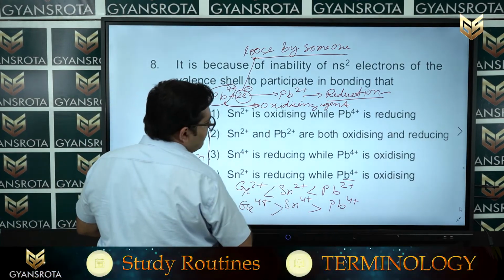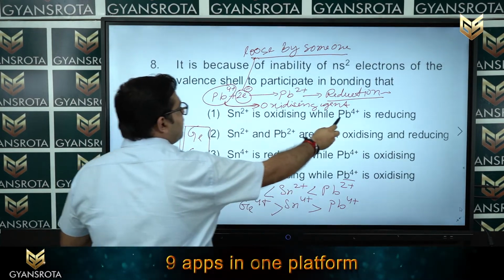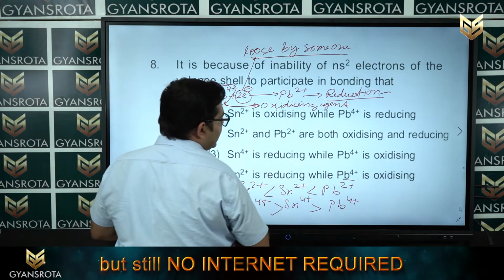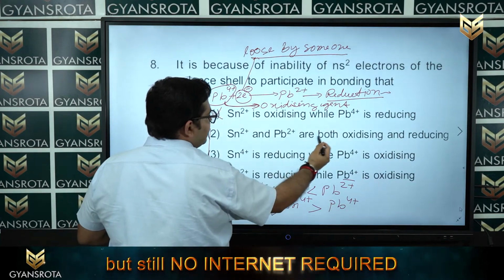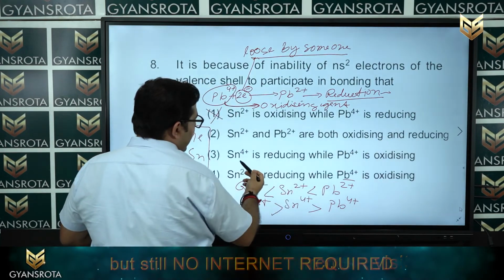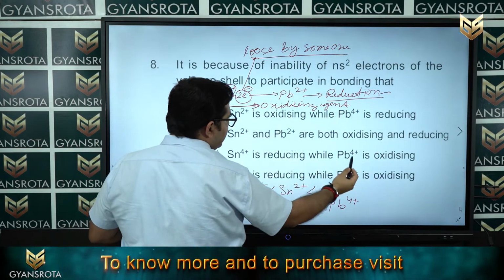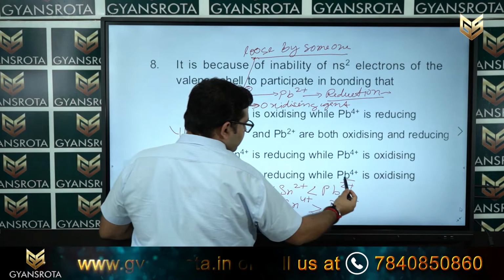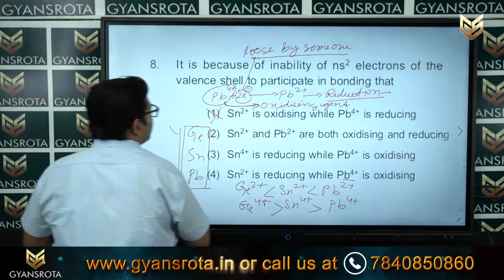Now if you see among your options, Pb4+ is reducing, which is not possible. So option 1 we can neglect. Pb2+ are both oxidizing, it may be. Sn4+ is reducing while Pb4+ is oxidizing, that may be correct. In the fourth also Pb4+ is oxidizing, that may be correct.